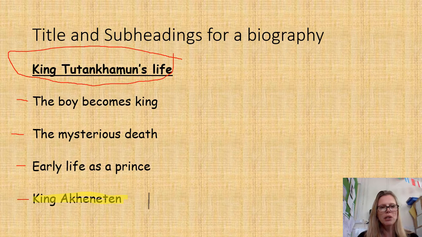Then number 2 would be early life as a prince, because he's not King Tutankhamun yet, he's a prince. Then we'd have the boy becomes king, and finally the mysterious death. So those are the subheadings that I want us to use while we're doing this piece of work.